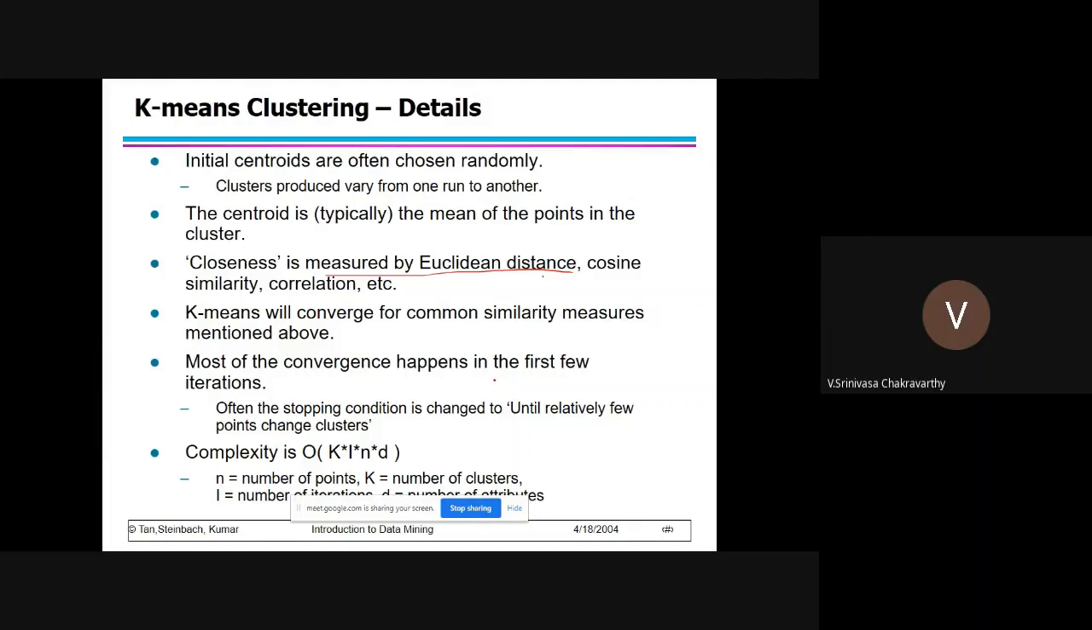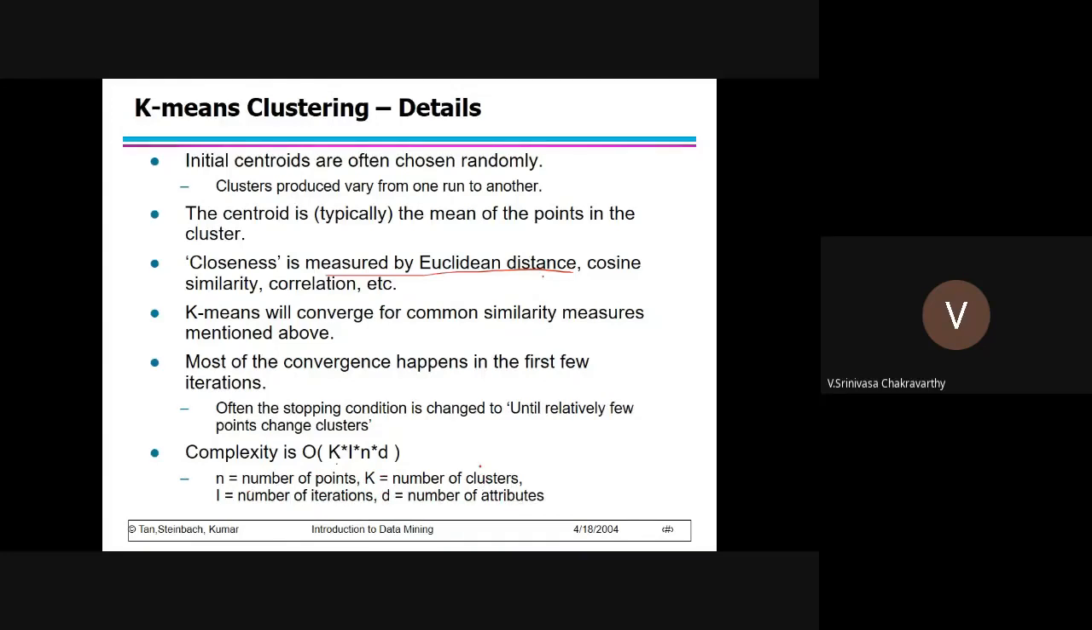Okay, so the complexity of this process is given as n k i d. What is n k i d? n is the number of points, k is the number of clusters, i is the number of iterations, and d is the number of attributes, that's the dimension.